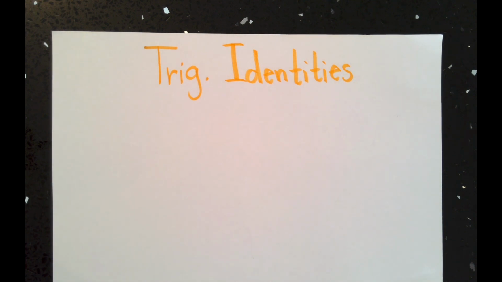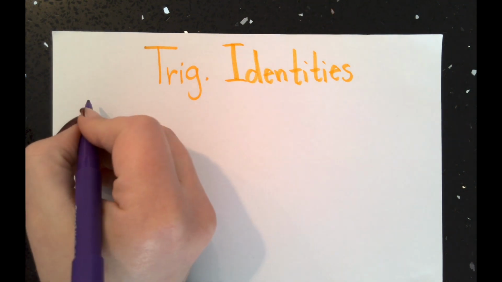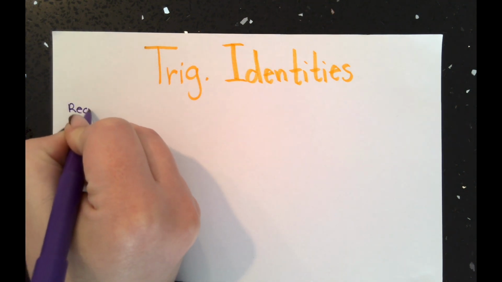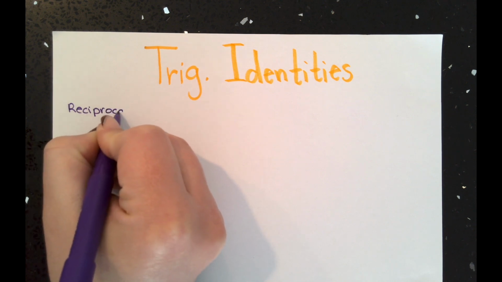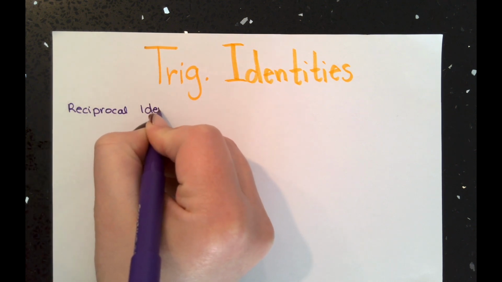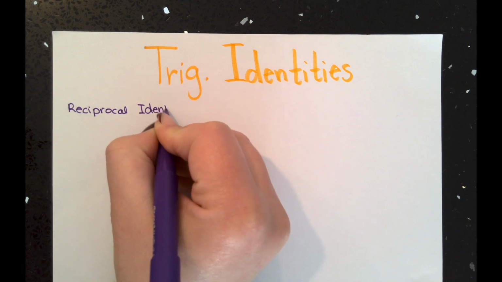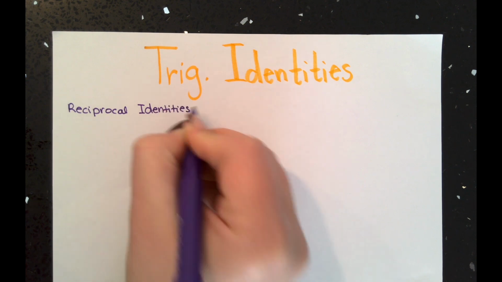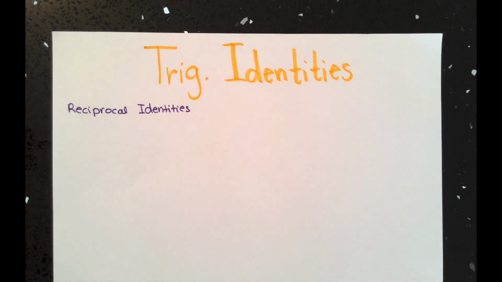Now, if you're in my class, you have seen these before. That's when you take it and flip the fraction, which is what a reciprocal means. So we have reciprocal identities. Now we know that sine is the reciprocal of cosecant, cosine is the reciprocal of secant, tangent is the reciprocal of cotangent, and vice versa.